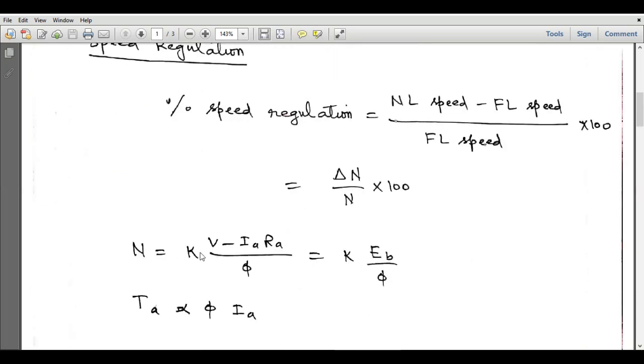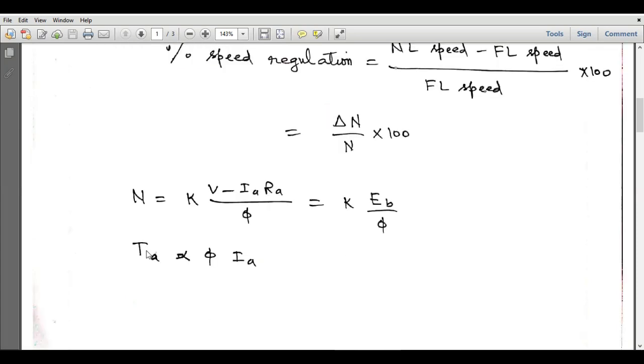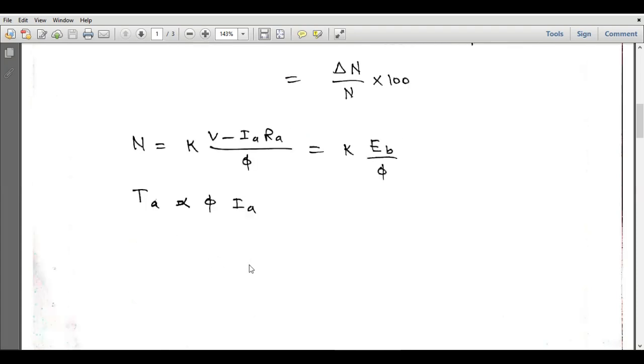So N is equal to K times V minus IaRa divided by phi, and that can be written as K times Eb divided by phi. K is constant. So this is the expression for the speed. Similarly, the torque is directly proportional to magnetic flux multiplied by the armature current.